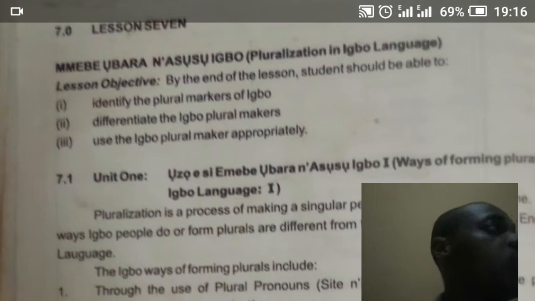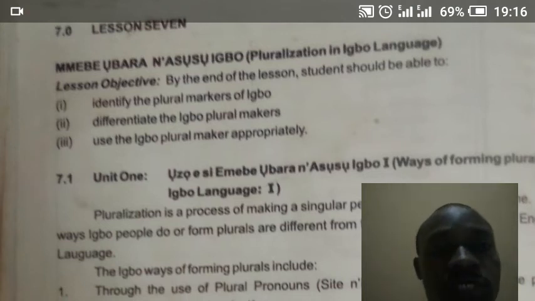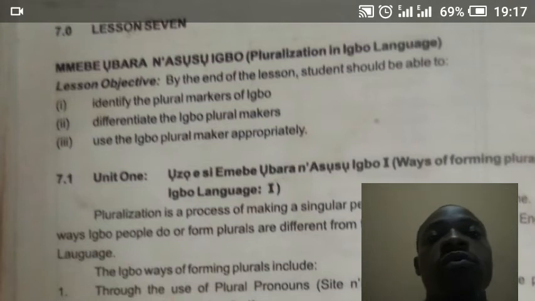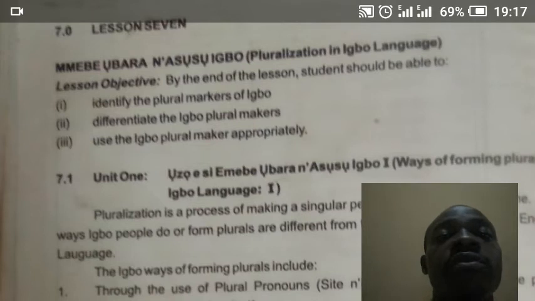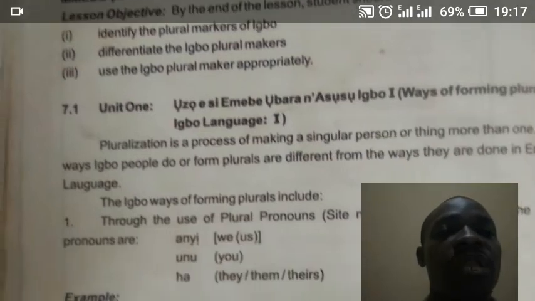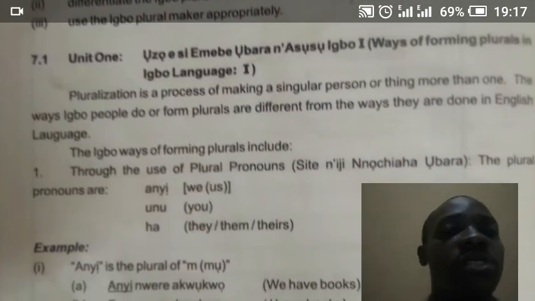Today we are still looking at Igbo language, for those of you that want to learn how to speak Igbo or master the art of Igbo people. So we'll look at mmebe ụbara na asụsụ Igbo. Mmebe ụbara na asụsụ Igbo, which means pluralization in Igbo language. Pluralization in Igbo language. Okay?